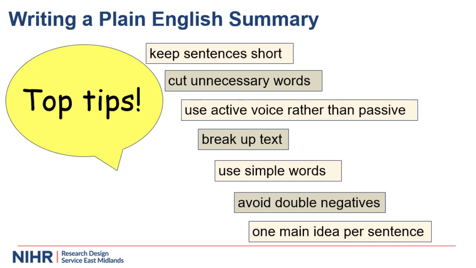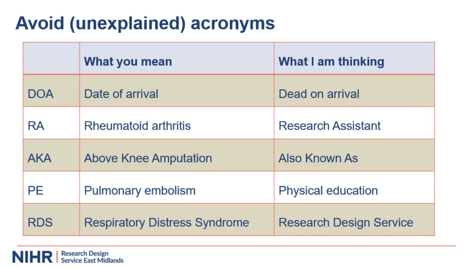Can you replace longer words with shorter words? If you are struggling, the Plain English Campaign website provides alternative suggestions for hundreds of words. Avoid double negatives. Stick to one main idea per sentence. However, as with sentence length, you do not need to stick rigidly to this, as you risk the summary reading simplistic and formulaic. You should always explain your acronyms, even in the plain English summary.